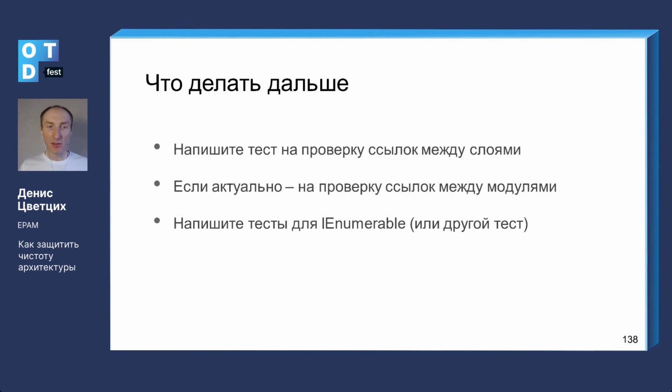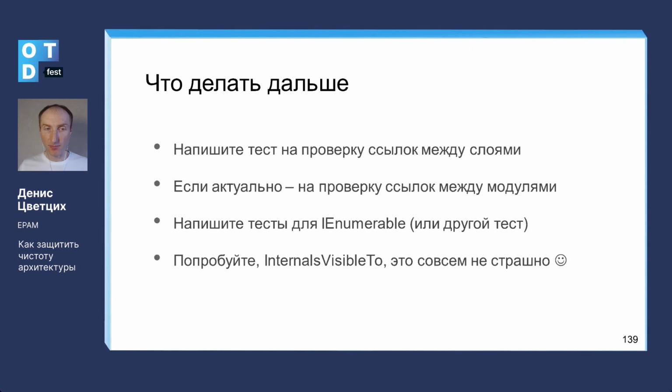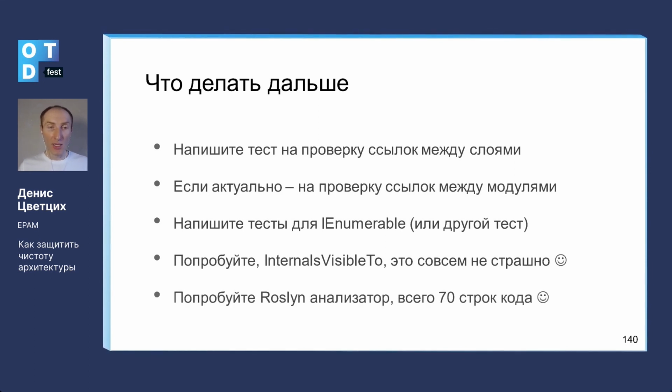You can write tests for IEnumerable, or you can run a different test. You will need it to understand that you don't have a lot of returning IEnumerables. You can also try the InternalsVisibleTo. It's not hacking as it might seem, but it's a convenient tool.